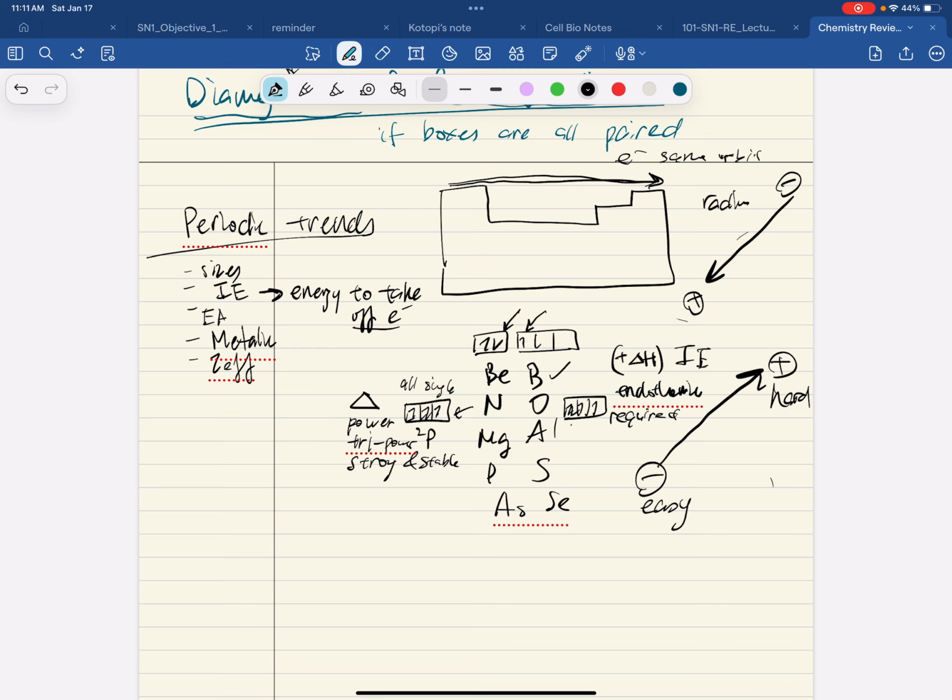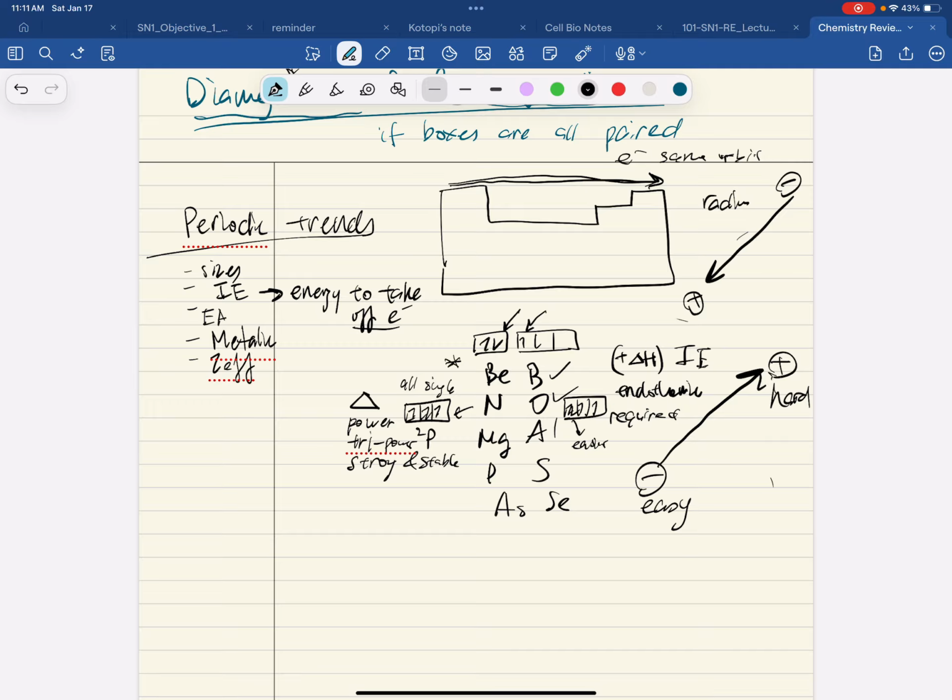So here we do not have three singly paired. There is one that is fully paired and two that are single. So removing this one is easier than removing from the very stable three singly paired 2p orbital. So now oxygen is easier to remove, even if the trend says otherwise. So these are all exceptions.